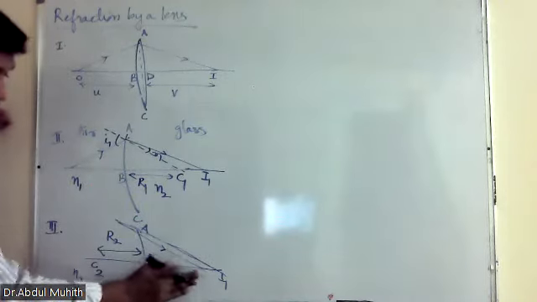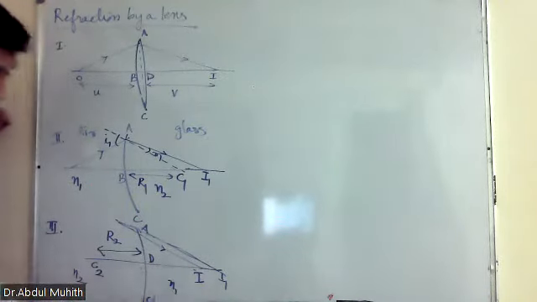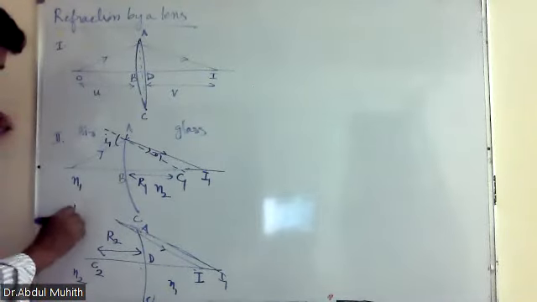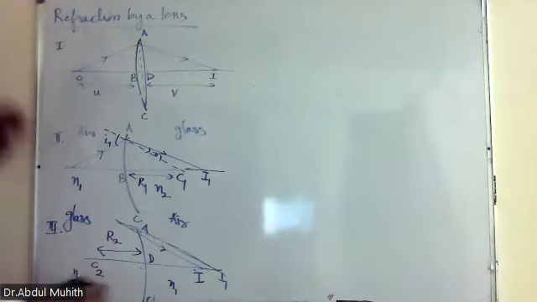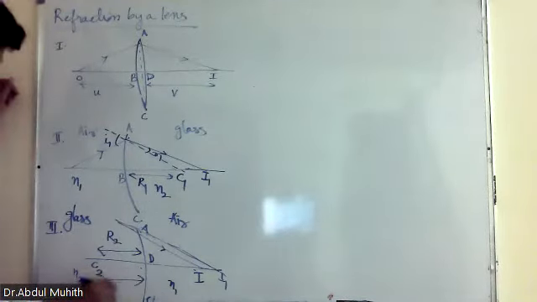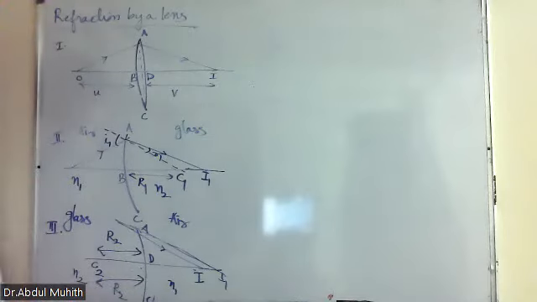And the final image is formed at I. This is glass and this is air. Is that clear? Now this is R2. R2 is the radius. N2 is the glass and N1 is the air.